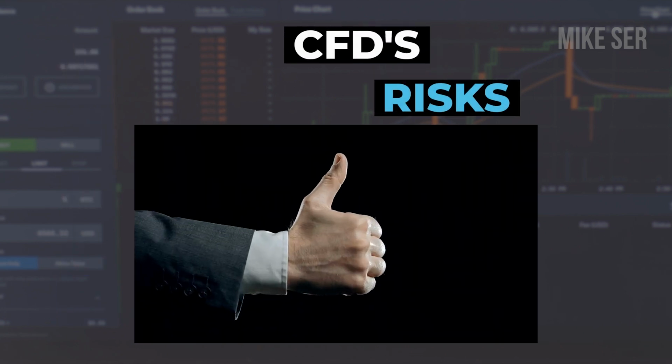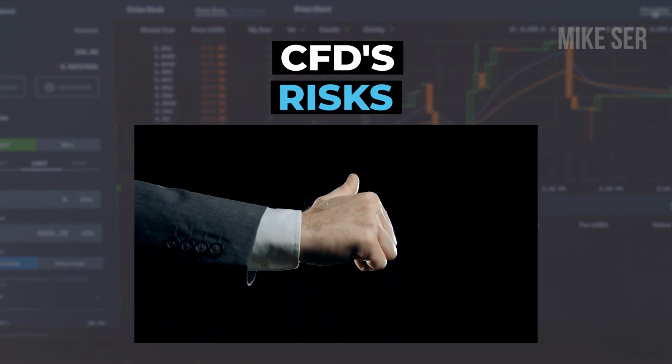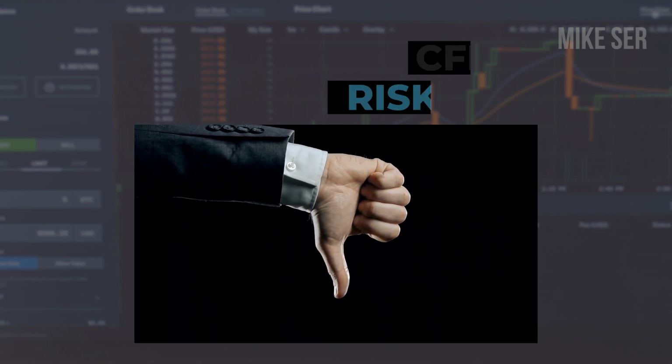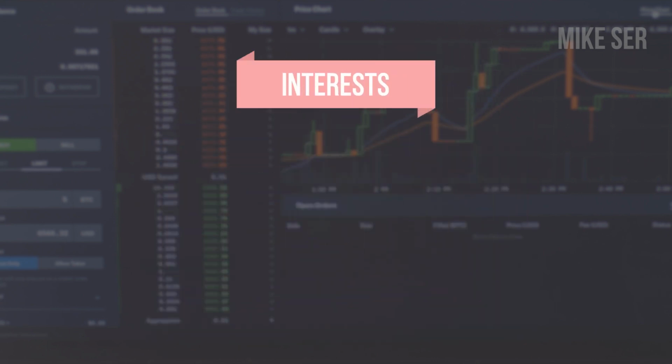So there's a lot of upside in trading CFDs versus options or futures, but there are some downsides. The first is interest. If you plan to hold any CFDs overnight or more than 1 day, then you'll be charged interest by the broker. This is because you're utilizing leverage or borrowing capital from the broker.